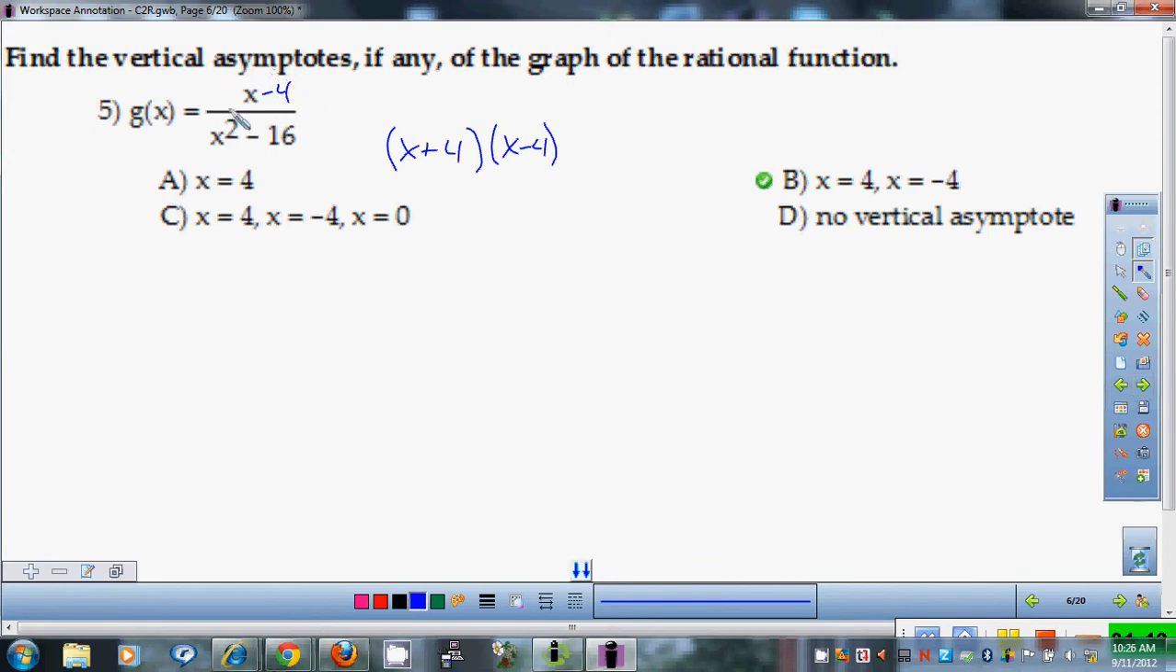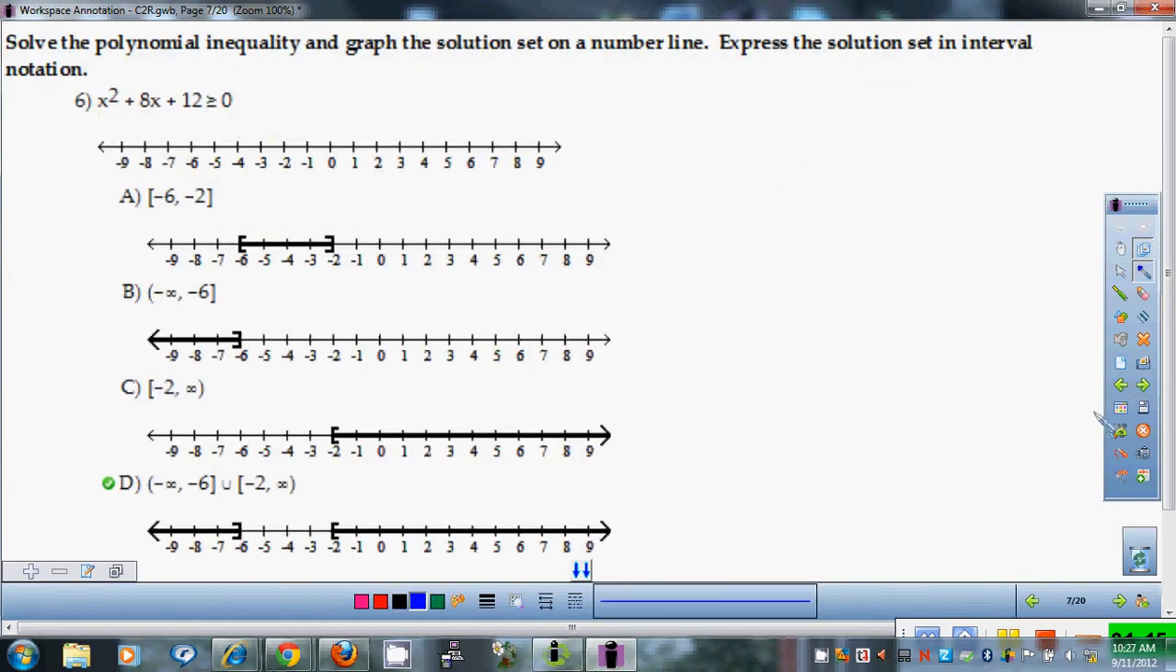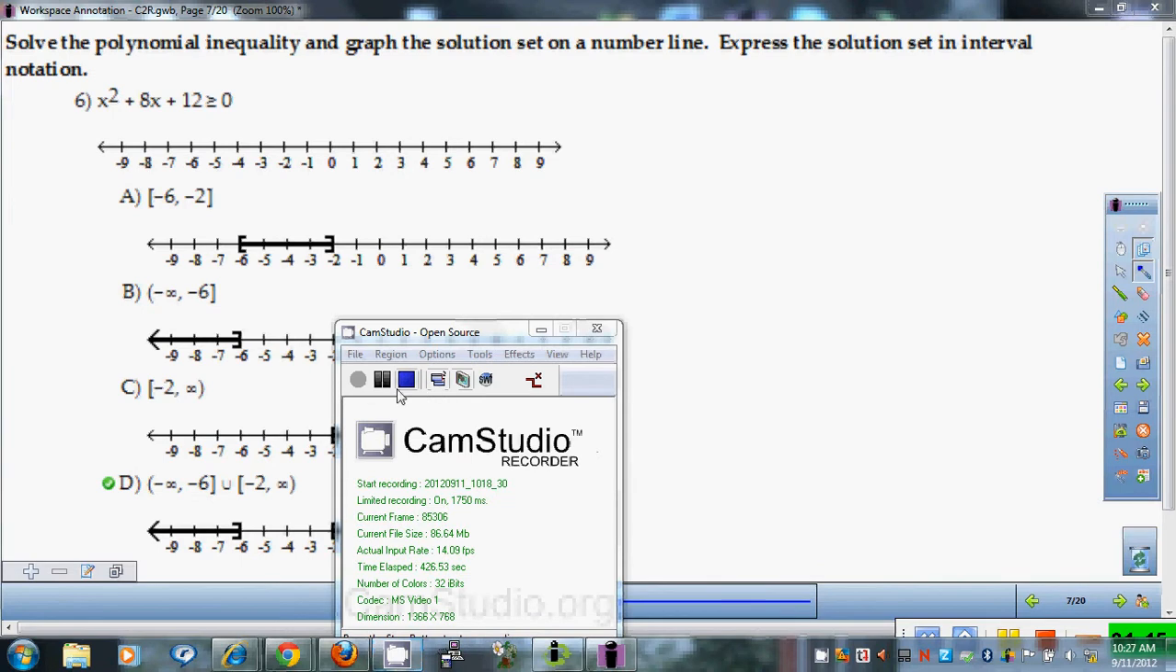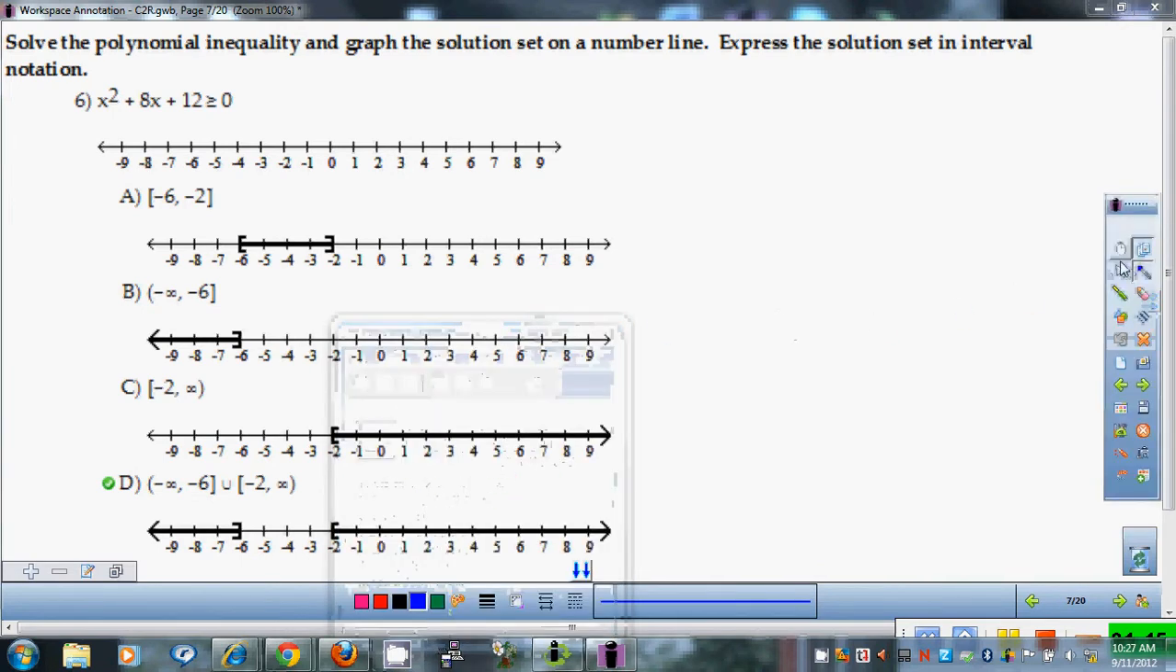If this problem had been x minus 4 over this, then after you factor it, these would have canceled, and therefore negative 4 would have been your only one. If it cancels, it's no longer a vertical asymptote. It still can't be 4, but it's no longer an asymptote. What? Yeah, the vertical asymptote would be negative 4. Other questions? All right. Number 6. Why is it D, since I was dumb and gave you the answer?